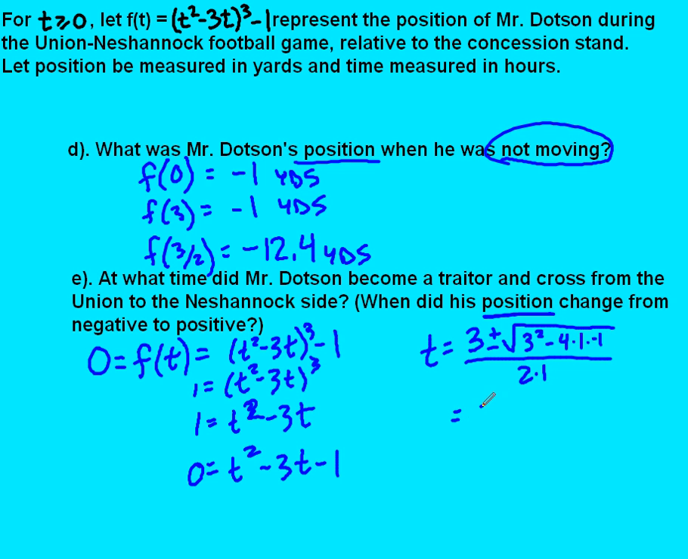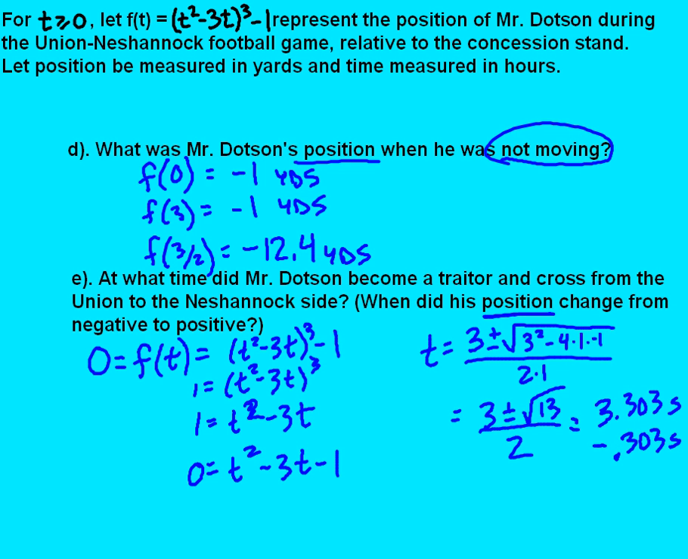So when I simplify this, I'll have 3 plus or minus the square root of, this guy becomes 9, this becomes negative 4, so 3 minus negative 4 becomes a positive 13. And on the bottom I should get 2. I could leave it like that. If I do it in a calculator, I would get 2 different answers here because it's plus or minus. I should get 3.303 seconds, and I should also get negative 0.303 seconds.